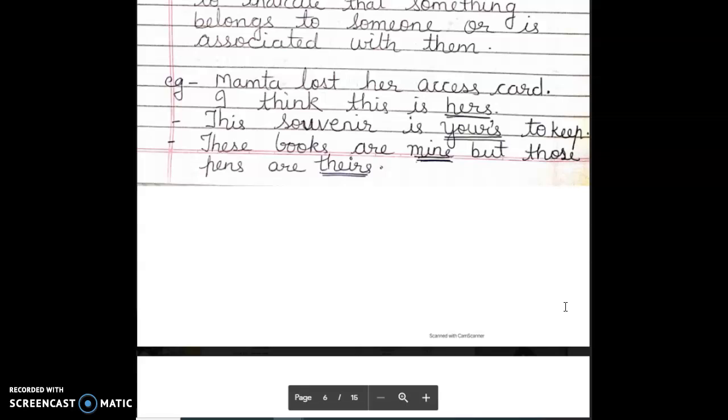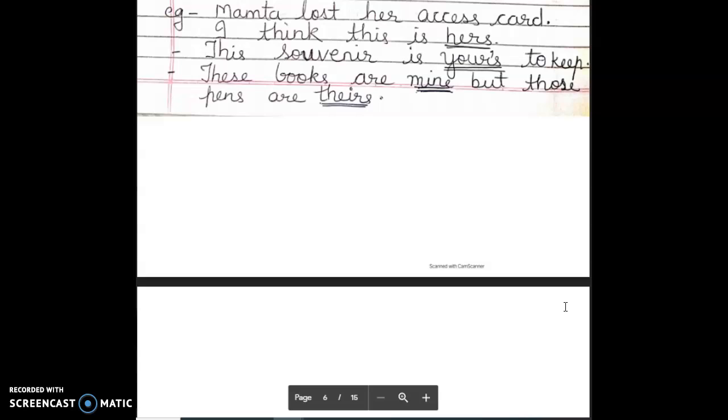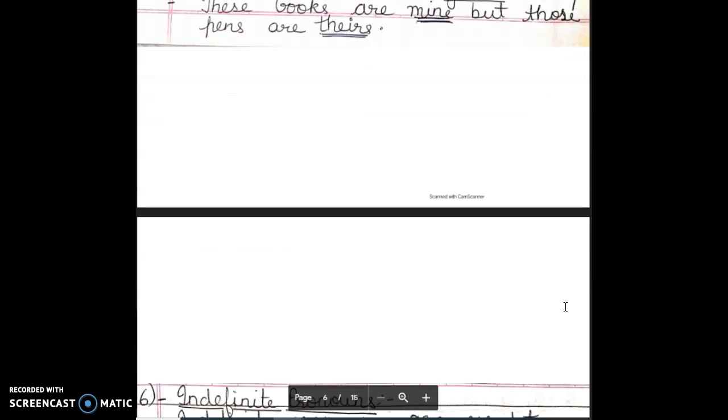This souvenir is yours to keep. Whose is it? Yours. These books are mine, but those pens are theirs. So, mine and theirs, these are possessive pronouns. Now, always remember one thing. Possessive pronouns will always come after the noun. They will never come before the noun, because if you write them before the noun, they become possessive adjectives.